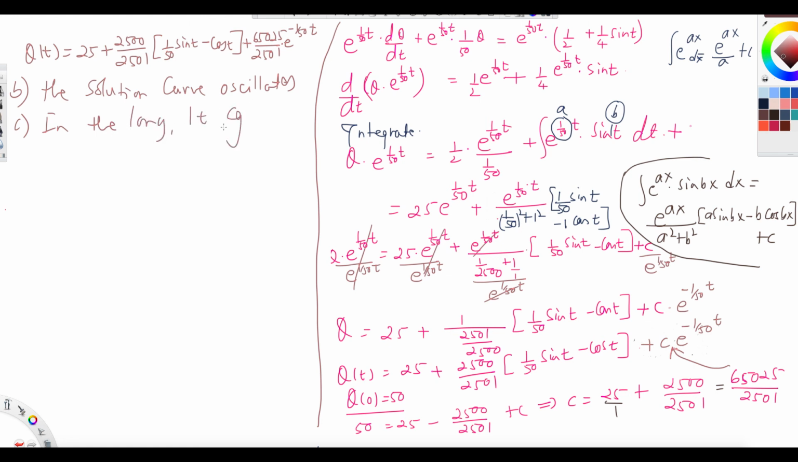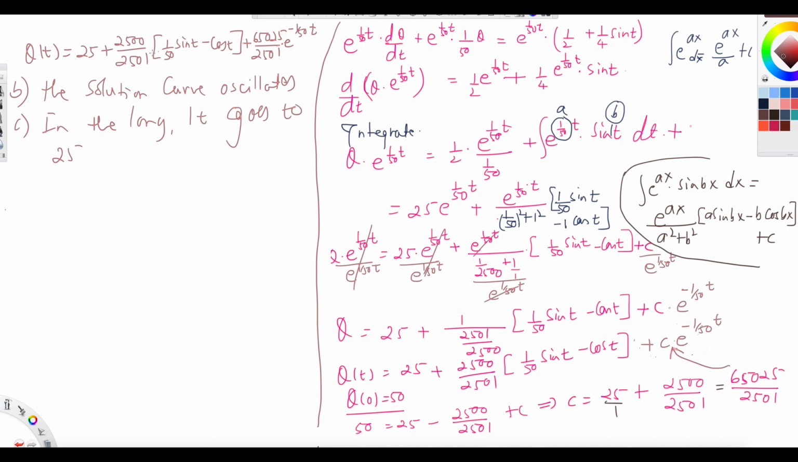it goes to 25. Why is it going to 25? You can see this. When t tends to infinity, this goes to 0. And then sine t and cosine t will be a finite number. But this is a small number, it is less than 1. This is also a small number. So this will be a small number. So the solution will be almost 25.